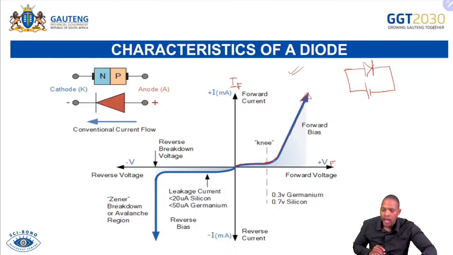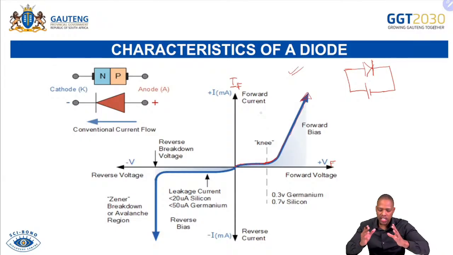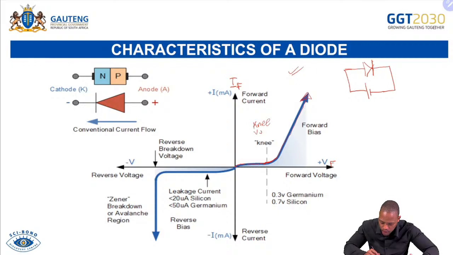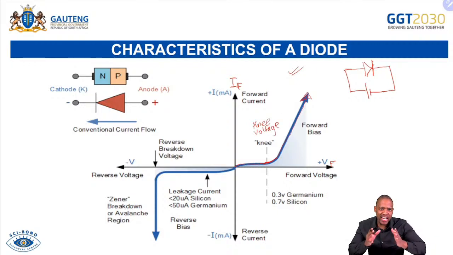However, it reached a certain point. What do we call this point? We call this point knee voltage. It reaches a certain voltage, and this voltage is called what? Knee voltage. So when the voltage reaches knee voltage, this is the minimum voltage that is needed for the diode to start conducting electricity.